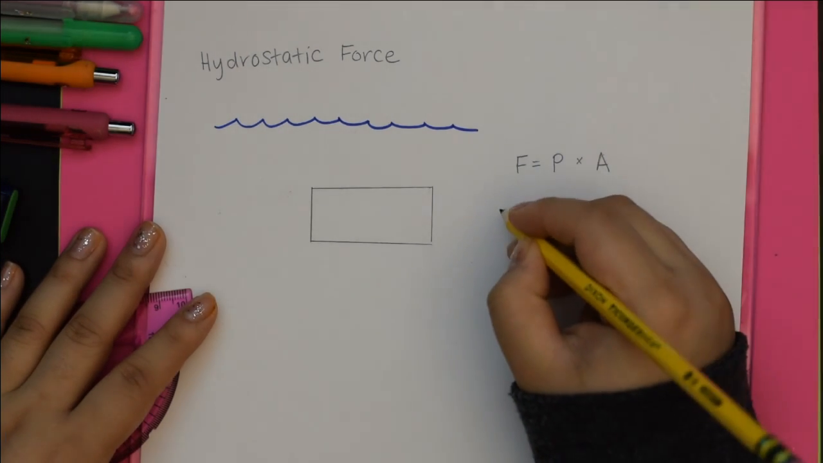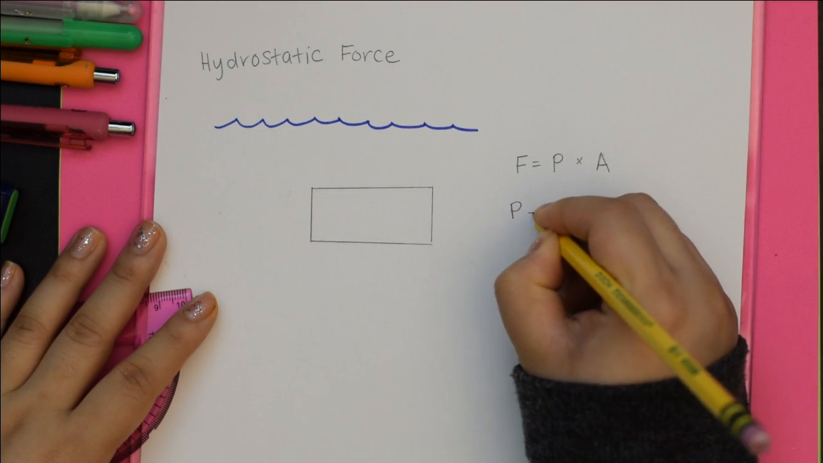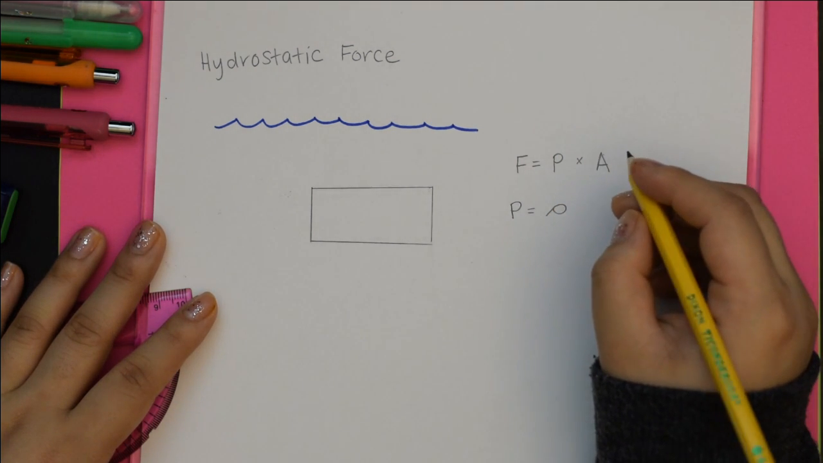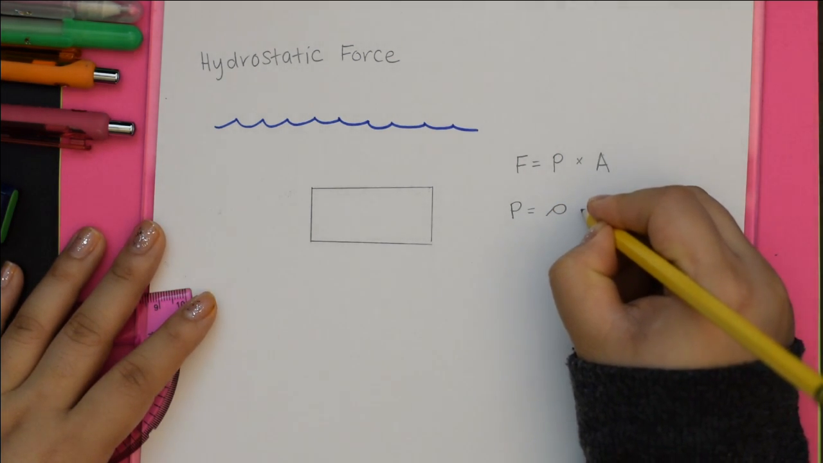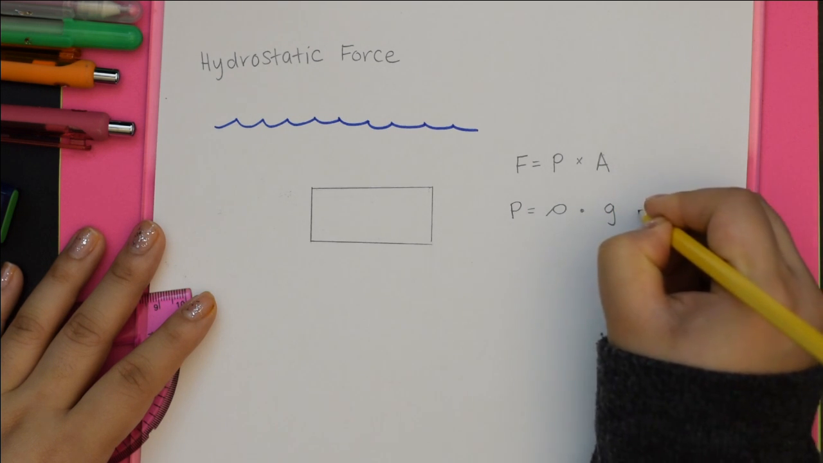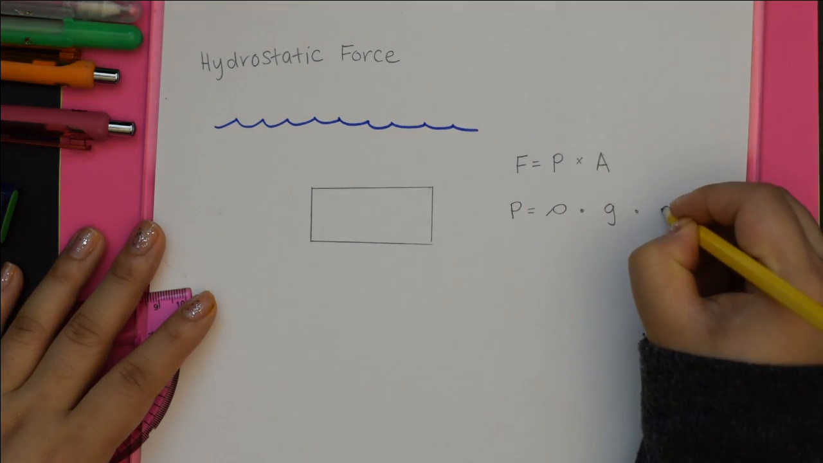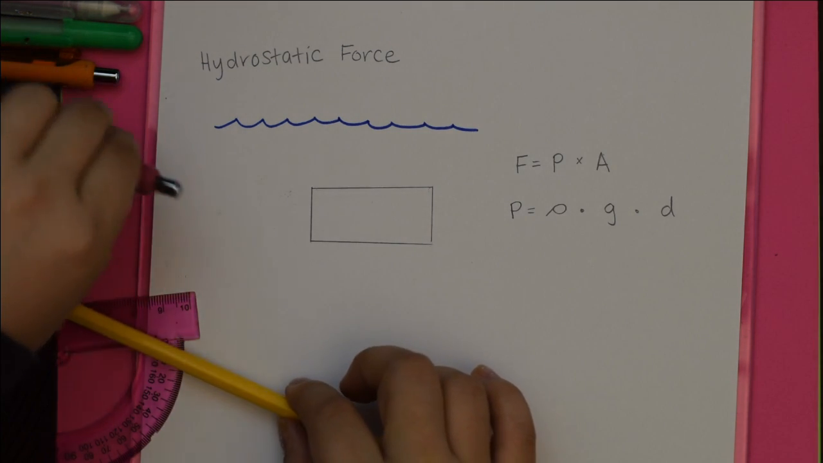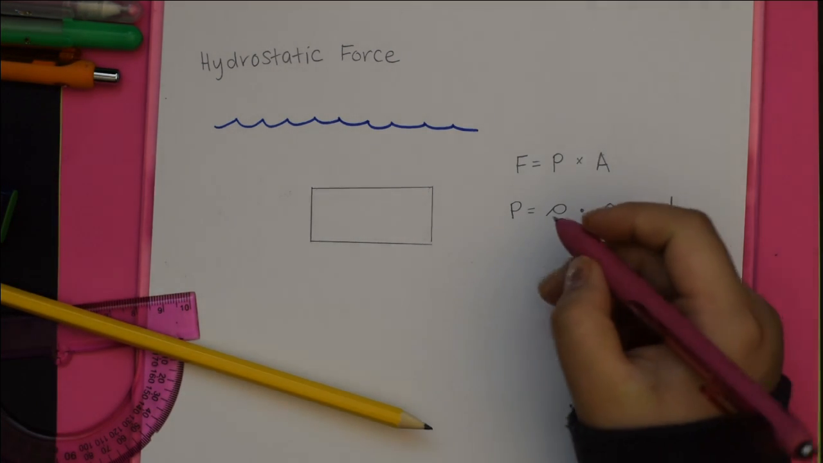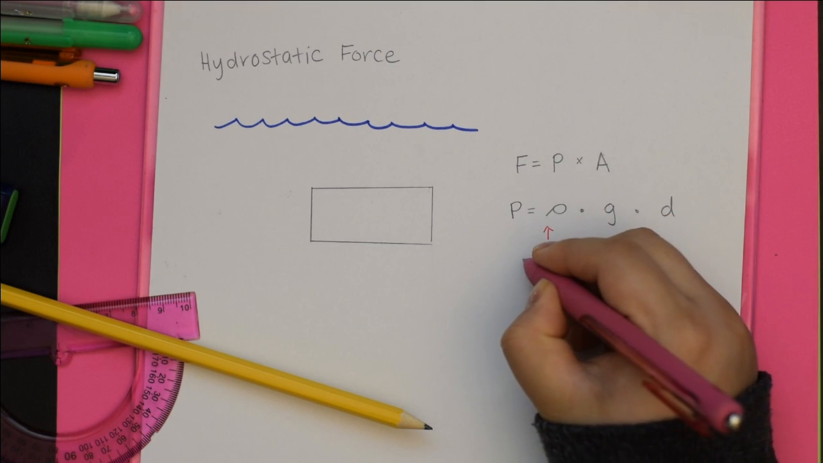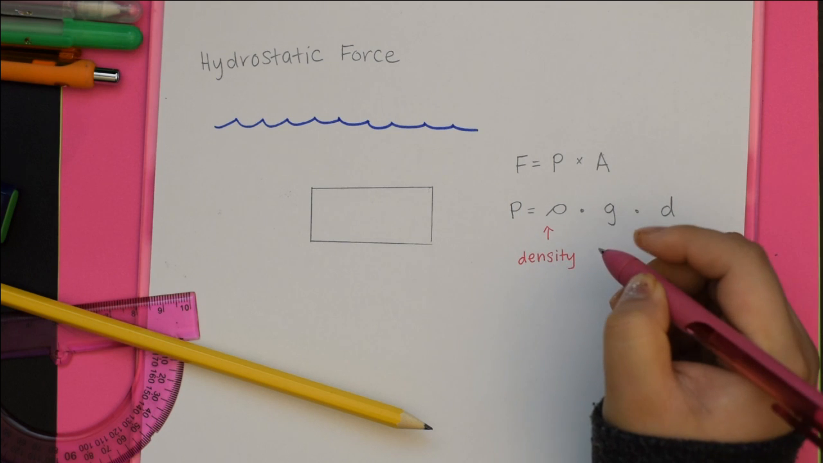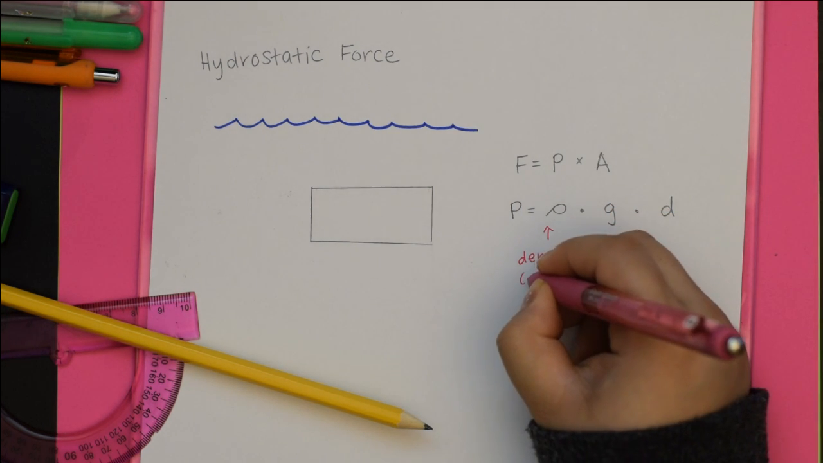And also, pressure is rho, which I'll get into, times g times d. So rho is the density of your liquid, and in this case, water.